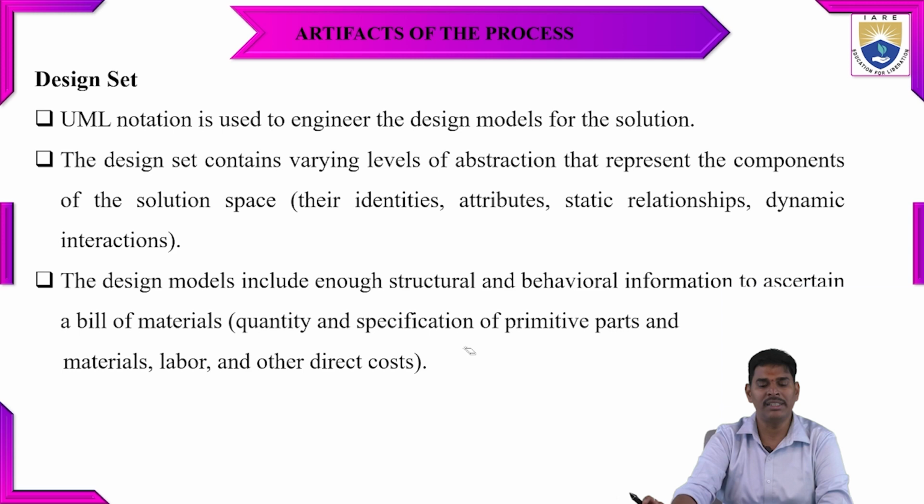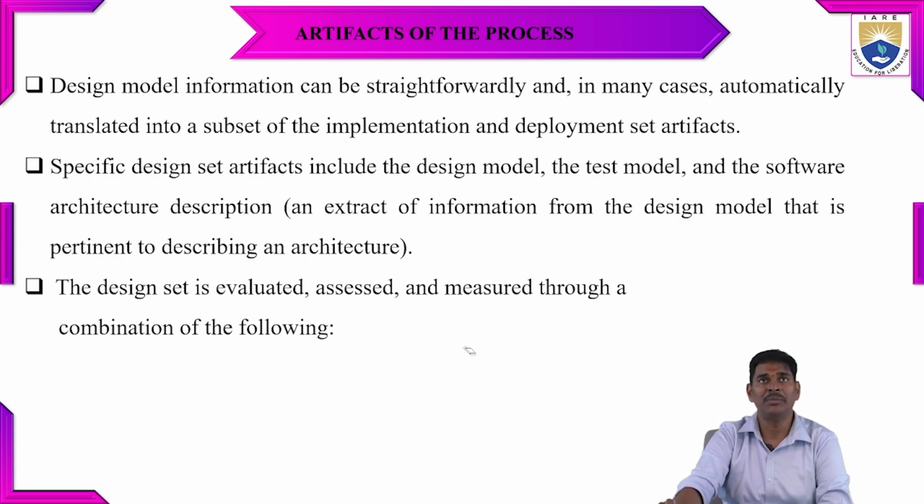So they need to evaluate each and every structure as well as the behavior information of the bills of materials. So in the design models, how are they going to have this information in a straightforward manner? In many cases, they need to check the automatically translated subset, the implementation and the deployment set anti-crafts. So they need to check how the information can be implemented and the deployment of the different sets of the anti-crafts.